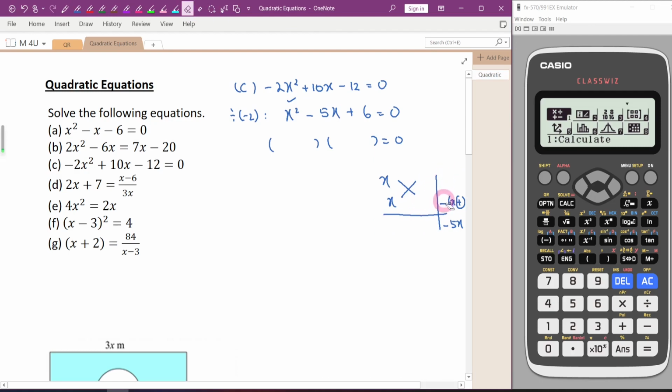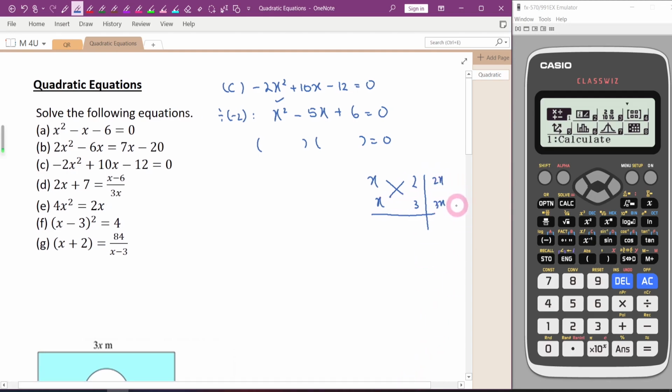Let me change it to 2 times 3. 2 times 3, you will get 6, right? So here will be 3x, here will be 2x. These two added together must be equal to -5x. I'm going to use negative over here, -2x plus -3x is equal to -5x, correct?